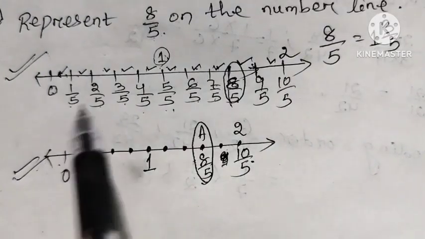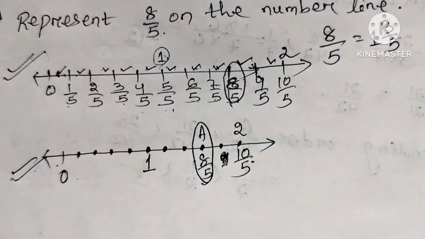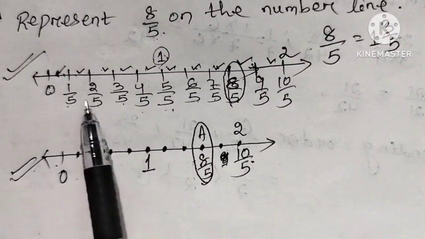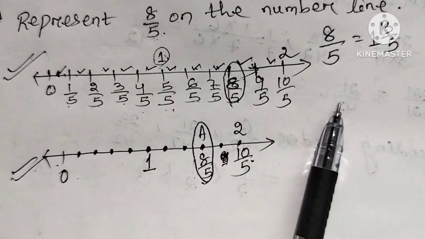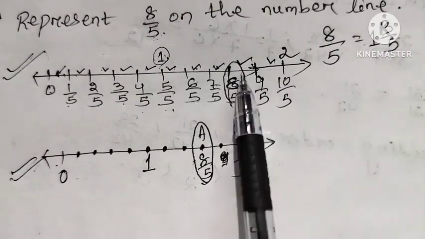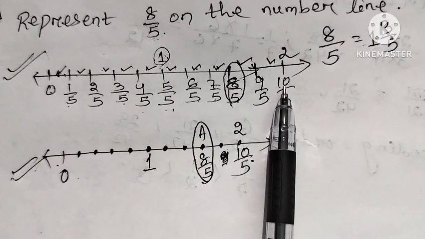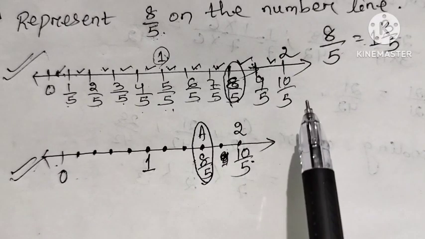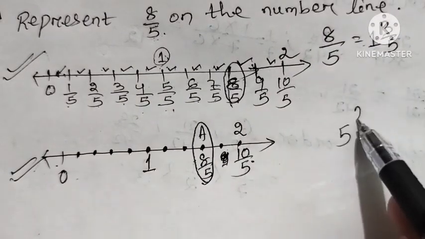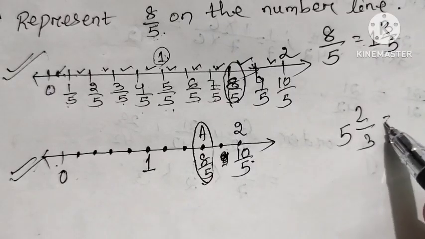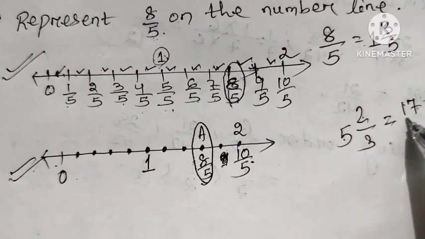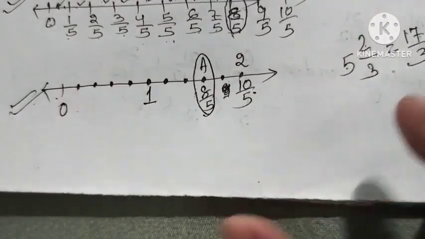Both processes are correct. When the number is small, meaning less than 10 with a small denominator like 5, you can represent it like this. But if it is more, like 1 whole 3 by 5, it is required for 1 and 2, so you represent like this. But for something like 5 whole 2 by 3, that is 15 plus 2, which is 17 by 3, it is not possible to represent like this.